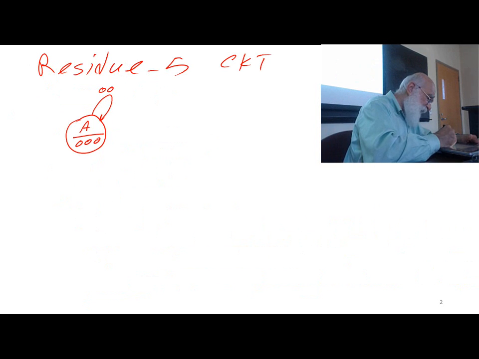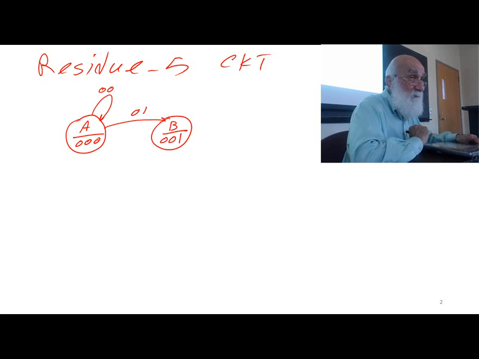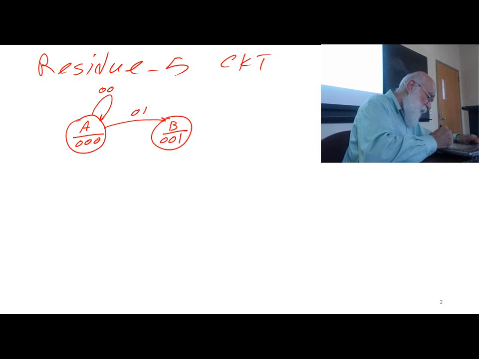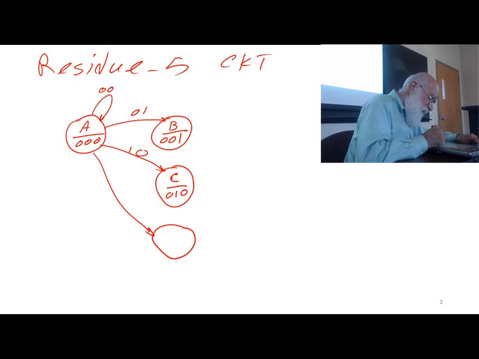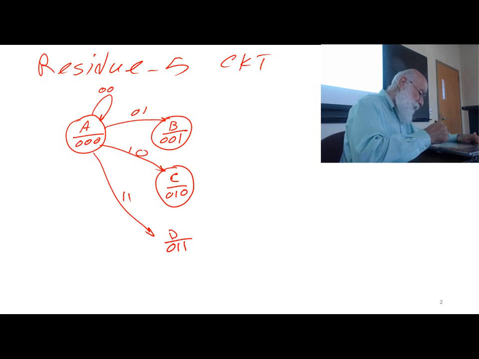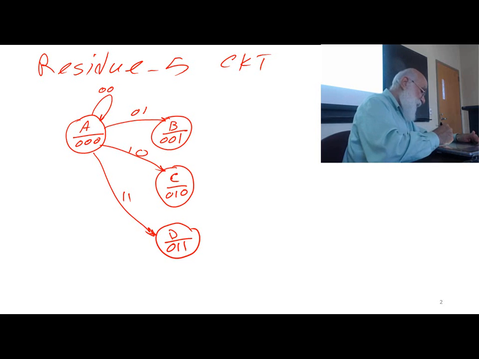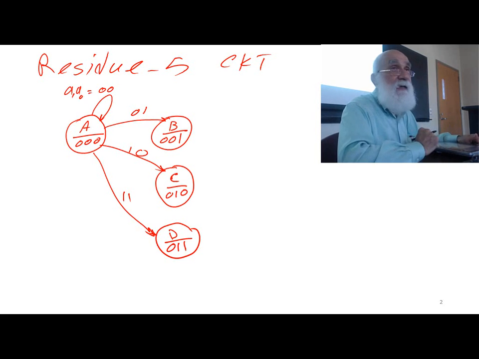If I'm in this state and I receive a 0 1, then I go to state B. State B, the residue is 1, remainder is 1. Okay, if I'm in the A state and I receive 1 0, remainder becomes 2. If I'm in state A and then the input is 1 1, I go to state D, where I have 0 1 1. Okay. What else? Well, nothing else, because A1, A0 is a 2-bit number, and I'm not going to get anything other than the 4 cases that I've shown.